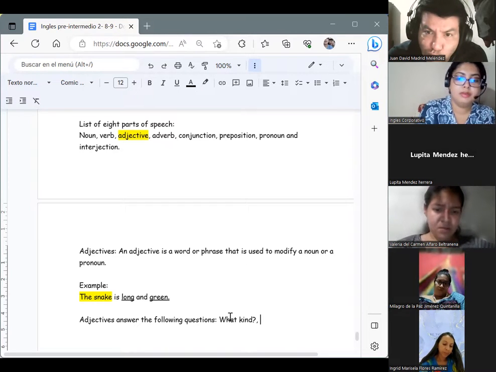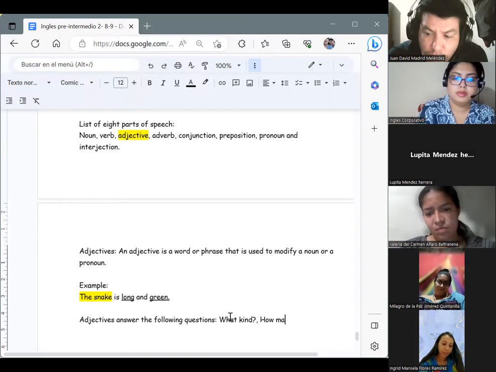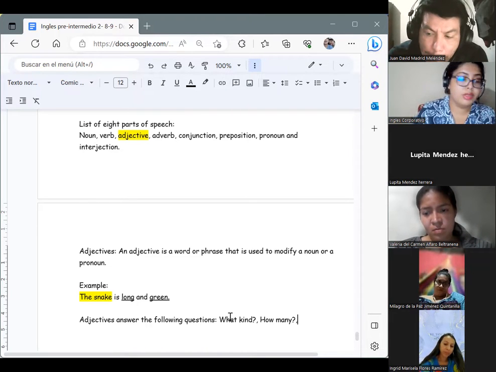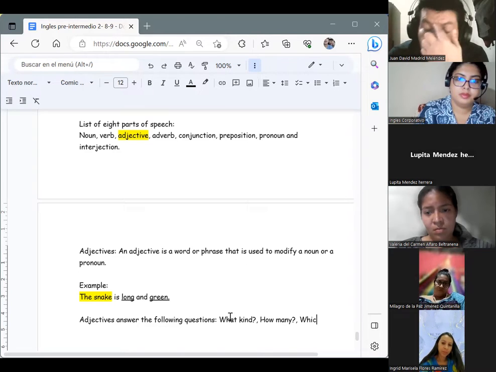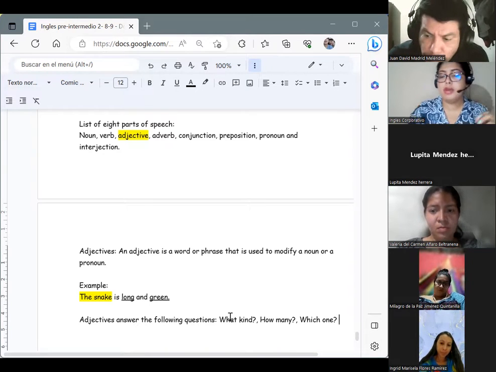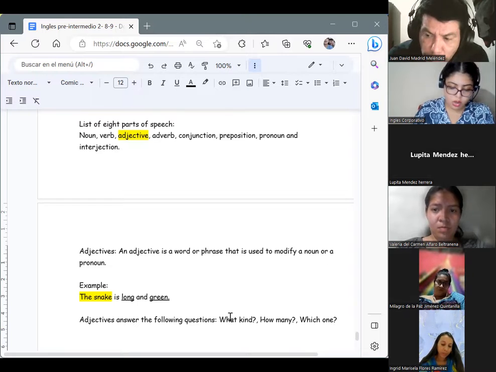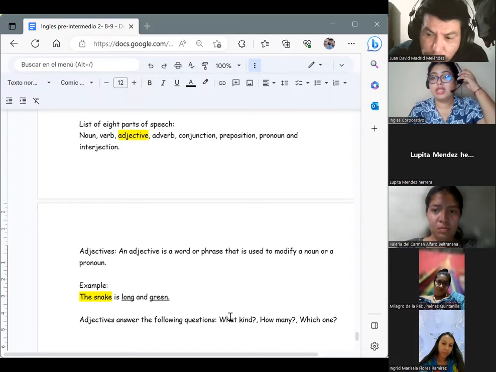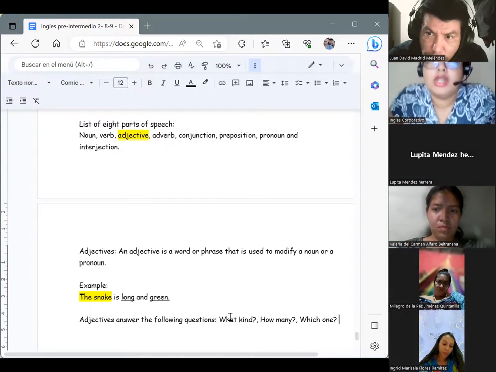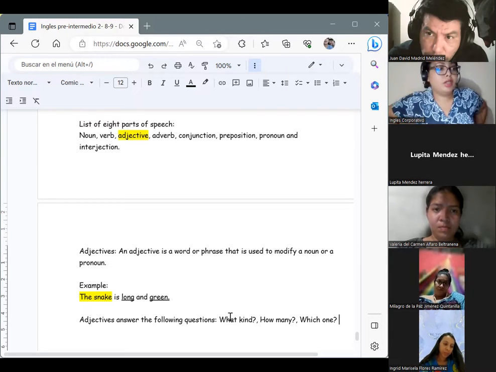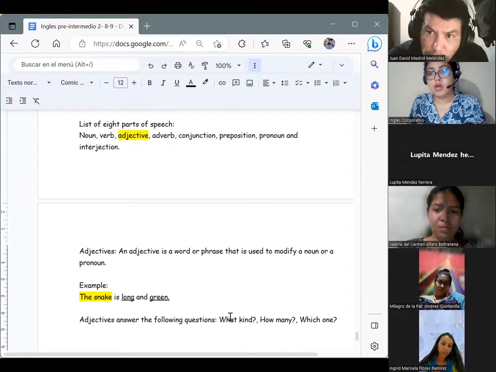Number two, how many? And number three, which one? Tres preguntas sencillas que tenemos que responder con los adjetivos. Cuando estemos utilizando los adjetivos, tenemos que ser bastante específicos. What kind? ¿Qué tipo? In this case, we can talk about the material. We can talk about the elements, the color, or something like that. How many? También utilizamos los números como adjetivos. ¿Cuántos hay?